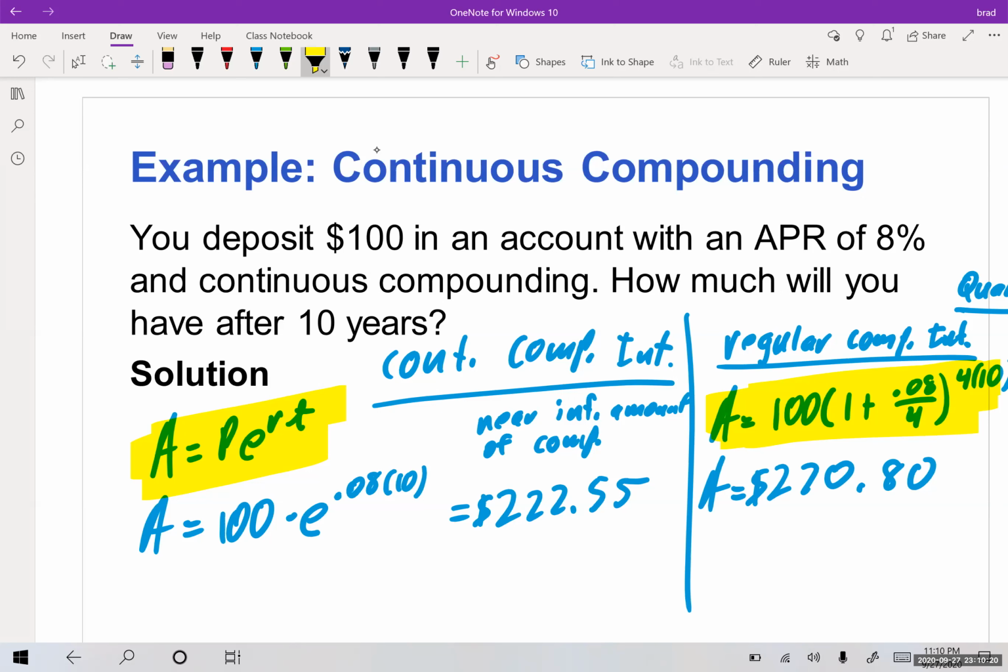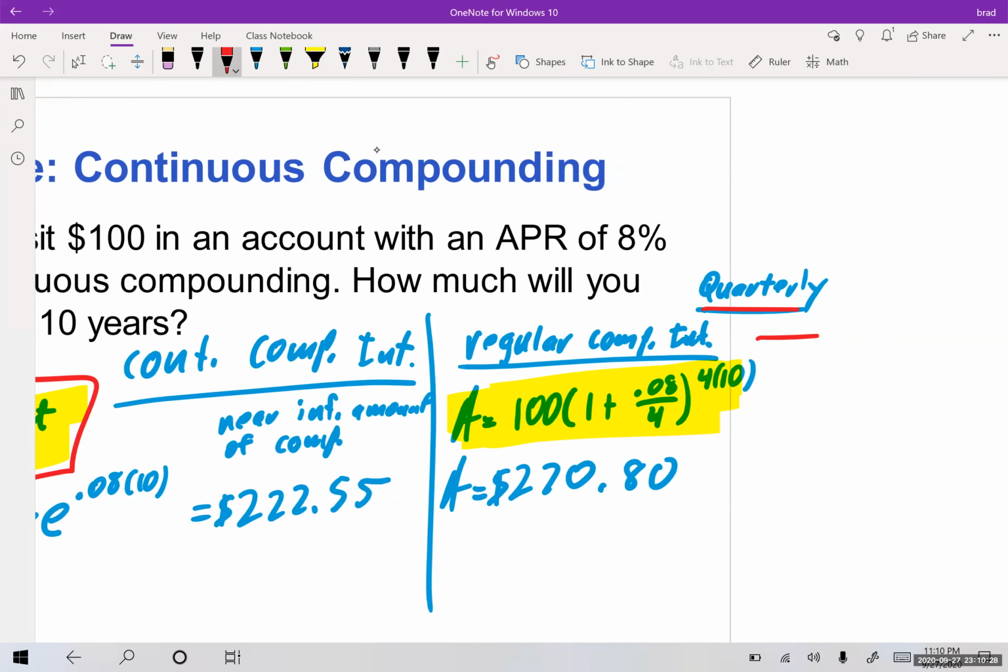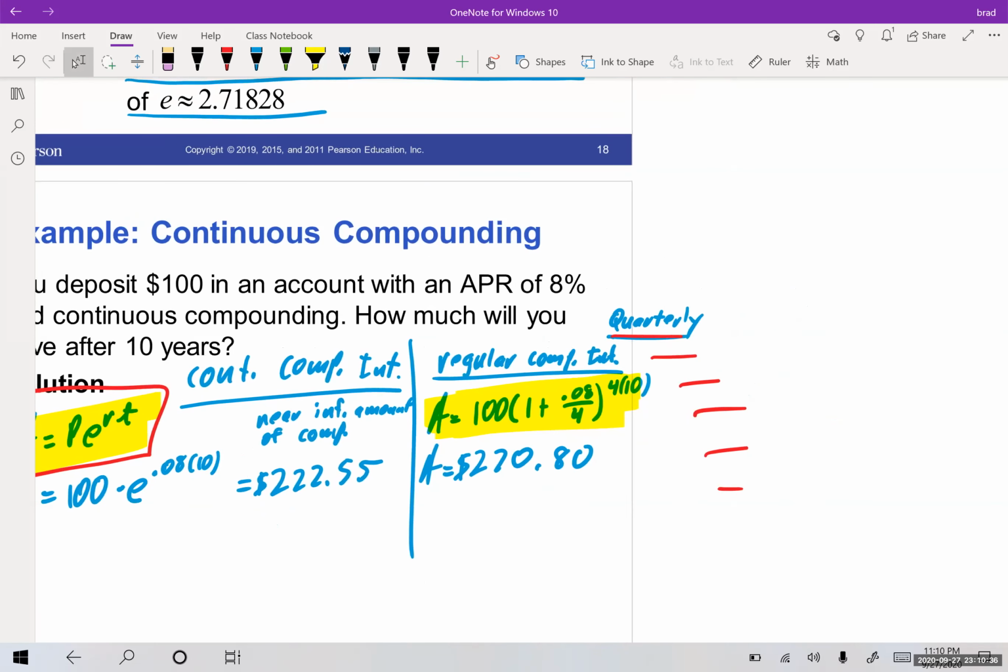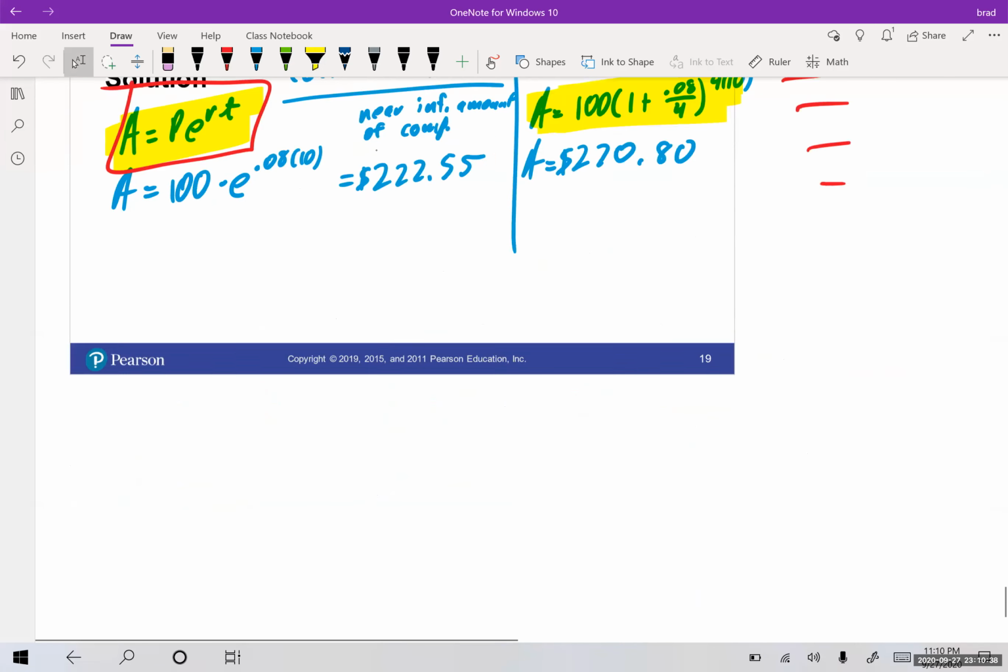But again, the way you know to use continuous compound interest is they will say compounded continuously, or they will say compounded monthly, quarterly, weekly, daily, every minute, every second of every day. They can just keep talking about different amounts of compounding, and you have your formulas to do it. Okay, you guys, so that's pretty much it.